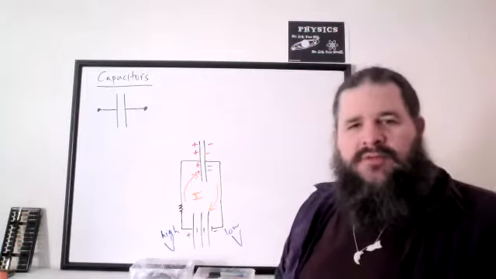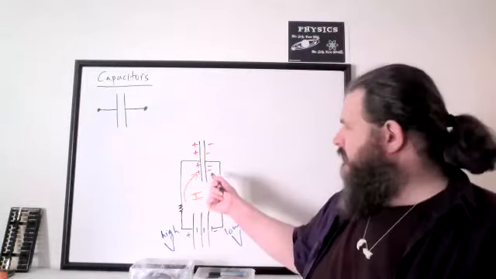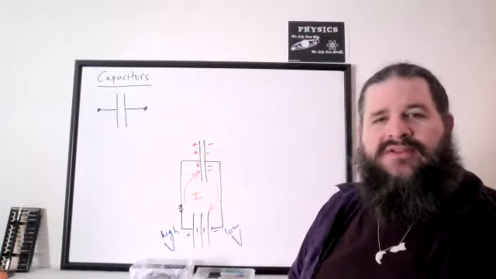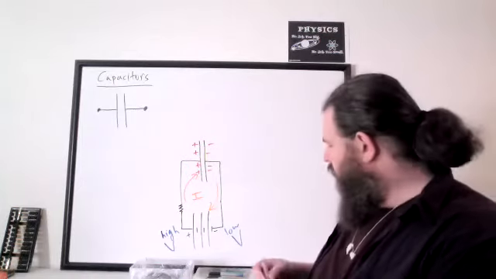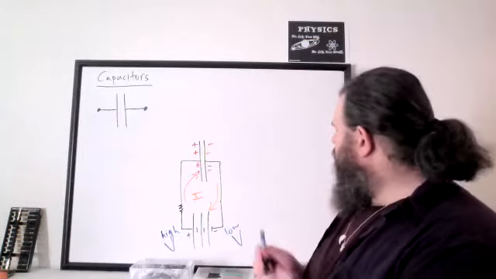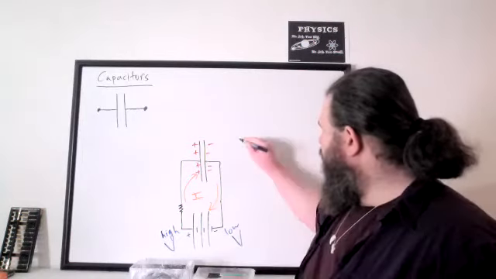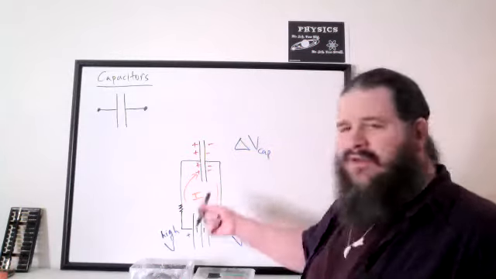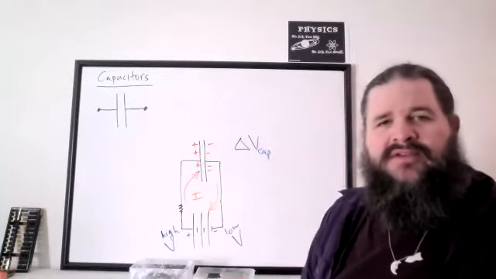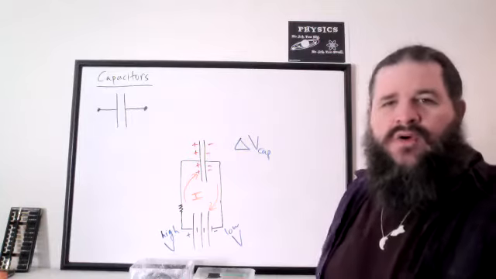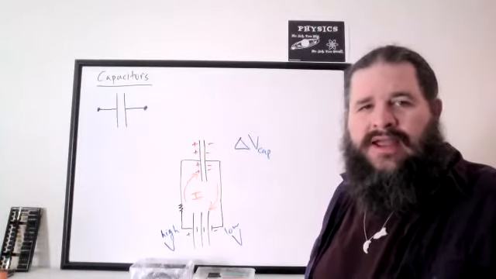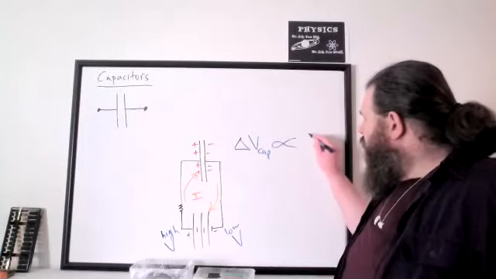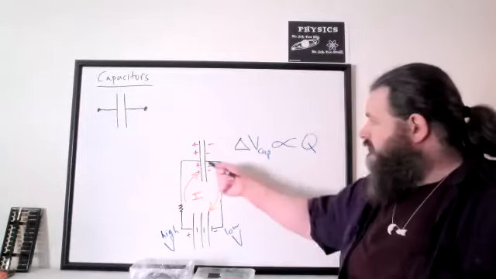In fact, since the capacitor is pushing back against the flow, we can think of that as the capacitor having a voltage of its own. The delta voltage from the capacitor, it has a delta voltage. It has a pushback because it stores charge. And the more charge it stores, the more pushback you get. So the delta voltage for the capacitor is proportional to the charge itself, the amount of charge stored.